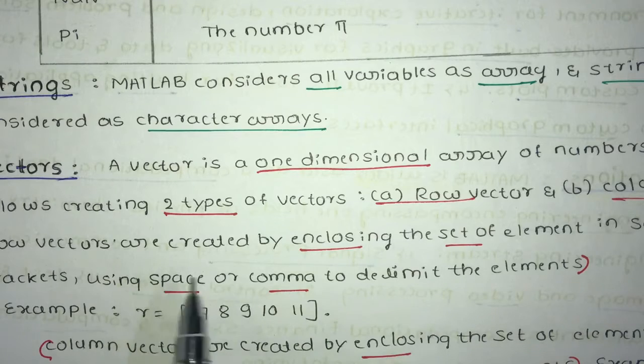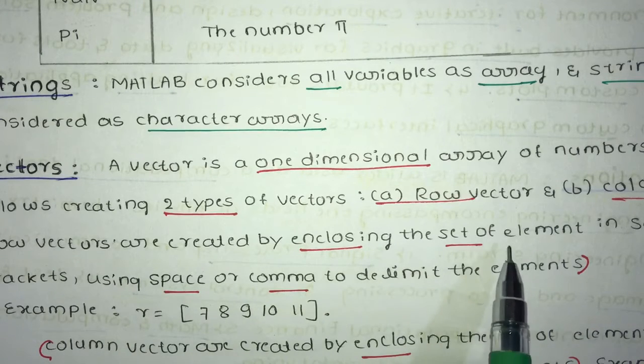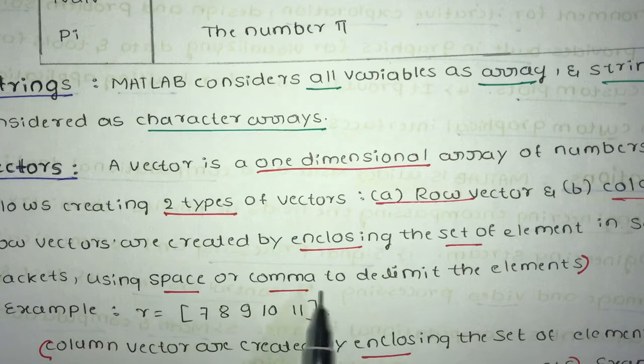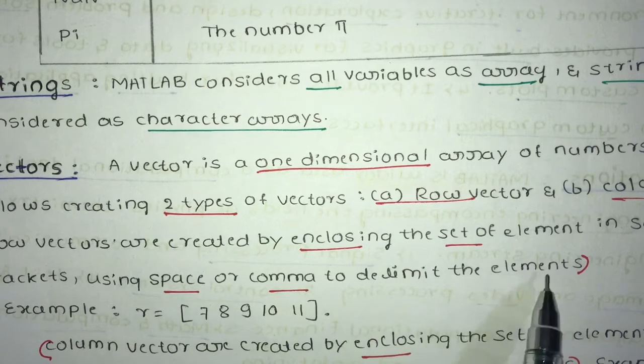Row vectors are created by enclosing the set of elements in square brackets using space or a comma to delimit the elements. Example: a equal to 7, 8, 9, 10, 11. Next, column vectors are created by enclosing the set of elements in square brackets using a semicolon to delimit the elements. For example, 7; 8; 9; 10. So here no comma, here no delimiter, here we have delimiters.